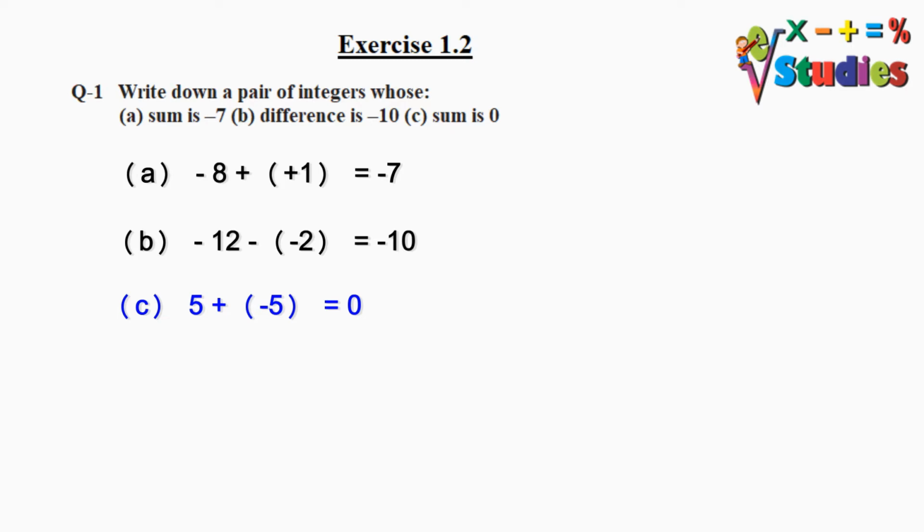The last one is sum is 0. As we know, every integer has its additive inverse. So if I choose any integer, for example +5, the additive inverse of +5 will be -5. So if I put 5 plus -5, it will give me the answer 0.